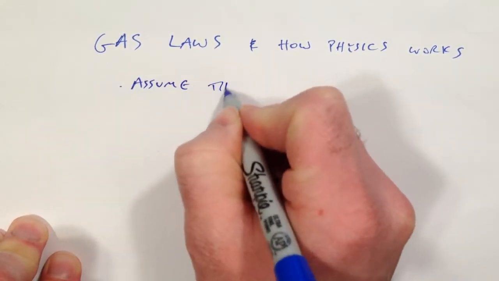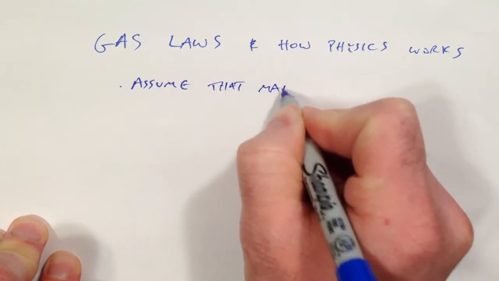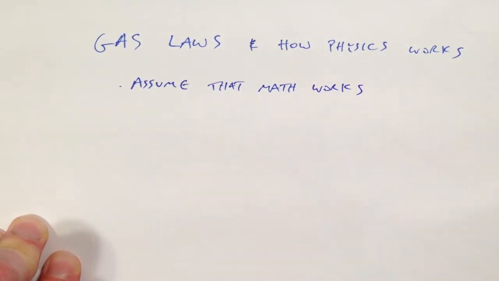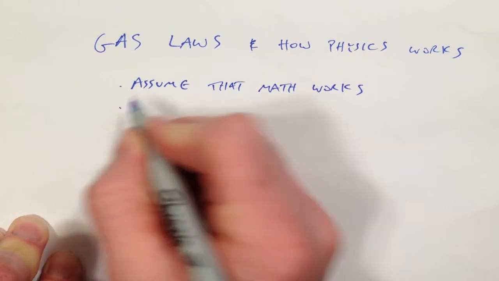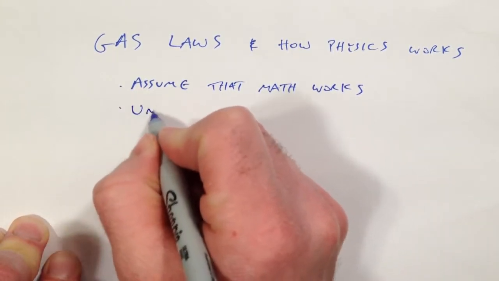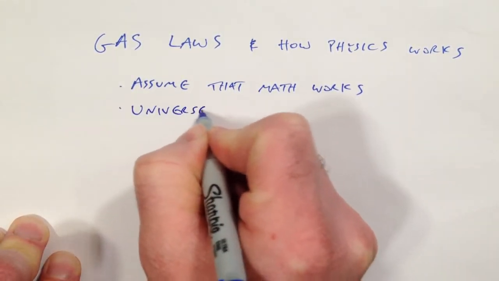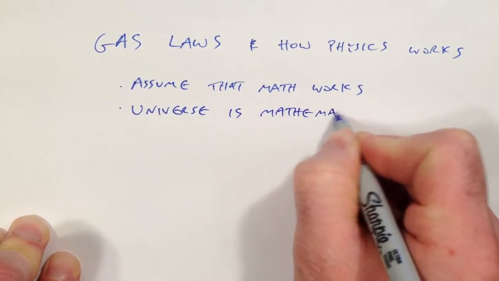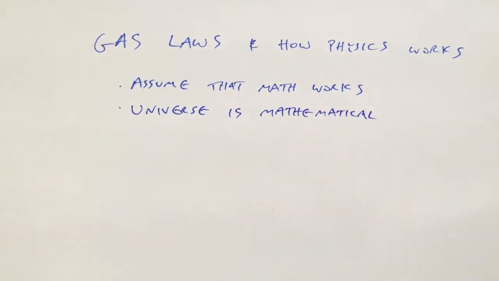So here's the first thing you need to do if you're going to do physics. You need to assume that math works. Math works. All right, let's move on. If math works, then we might also note that the universe is mathematical. That's something that is pretty awesome, if I might say so myself.